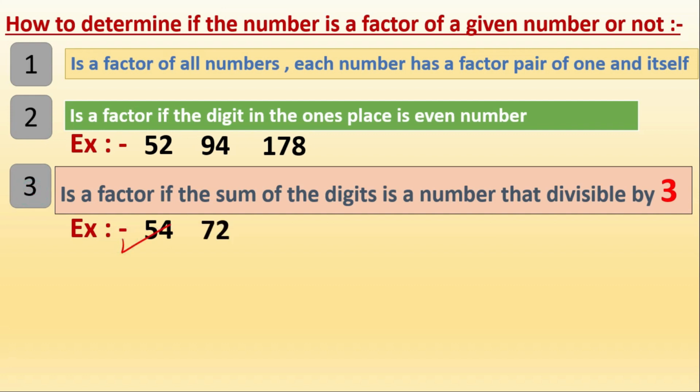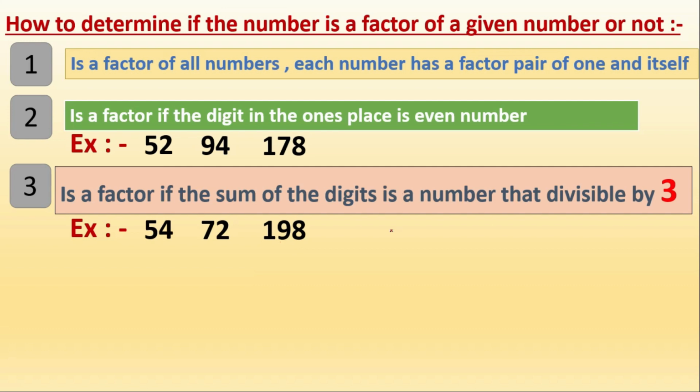Another example, 72. 7 plus 2 equals 9. 9 is divisible by 3. So 3 is a factor of 72. 198. Add the digits. 1 plus 9, 10. 10 plus 8, 18. 18 is divisible by 3. Can you divide 18 by 3? Yes, equals 6. So 3 is a factor of 198.